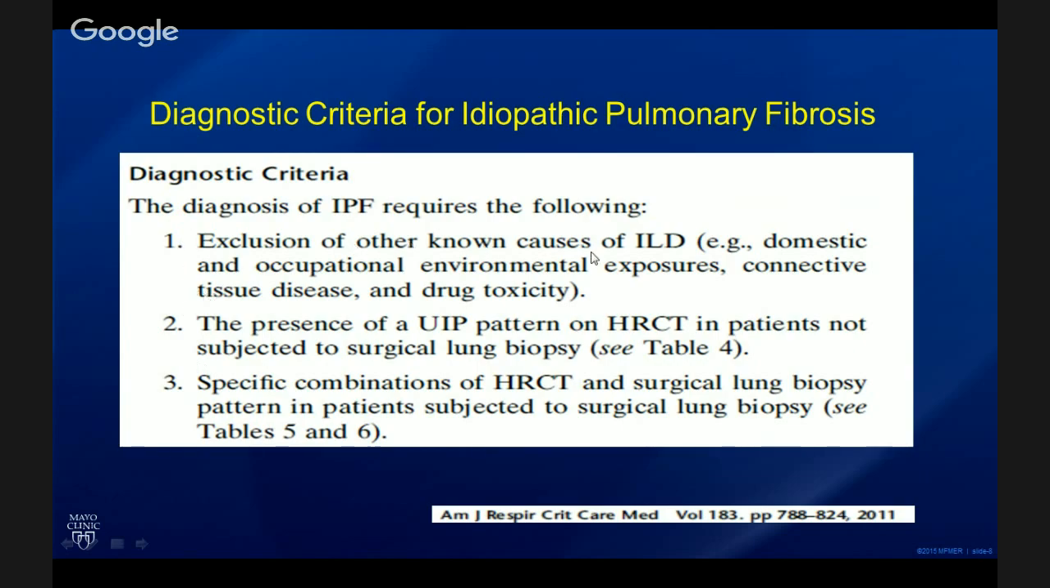Number one, as I mentioned here, we spend a lot of time and energy trying to exclude a known cause. And when we're satisfied that there isn't a known cause, we look at the CT. And as I mentioned to you, CT is key because there is a specific pattern that the CT has with IPF that can often help people avoid a surgical lung biopsy. You can also go through a surgical lung biopsy, particularly if the CT is not helpful or is nonspecific.